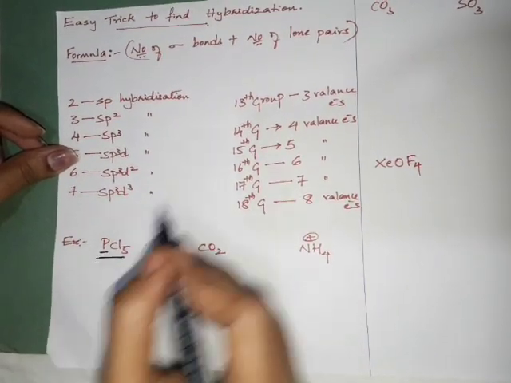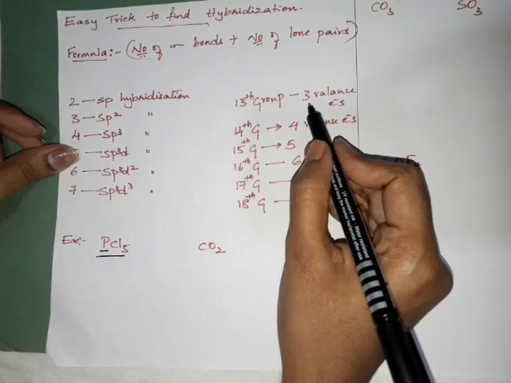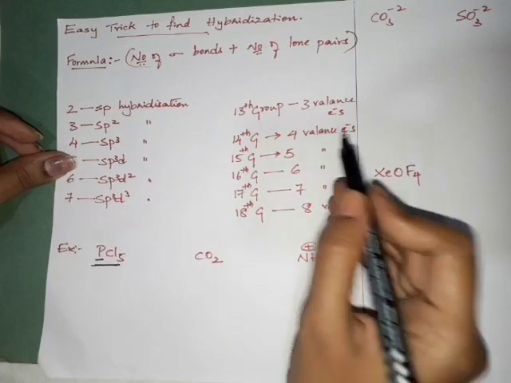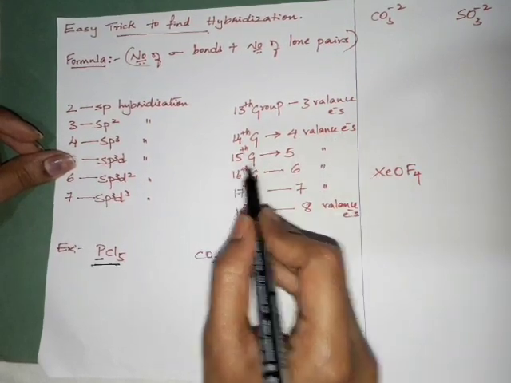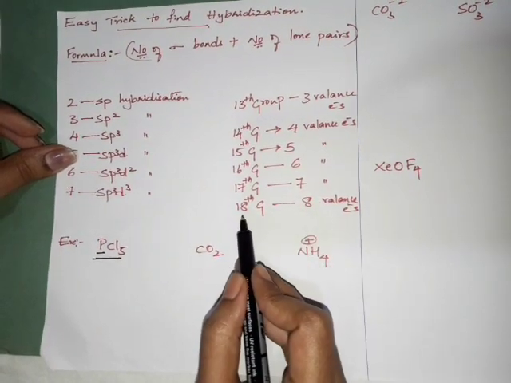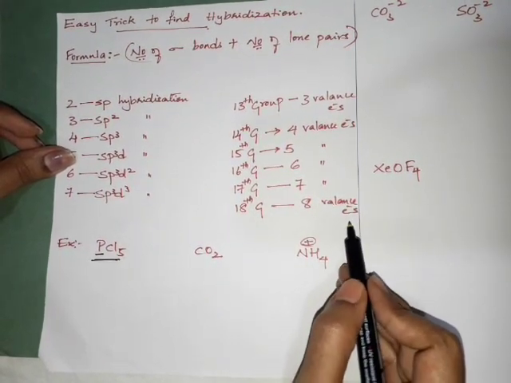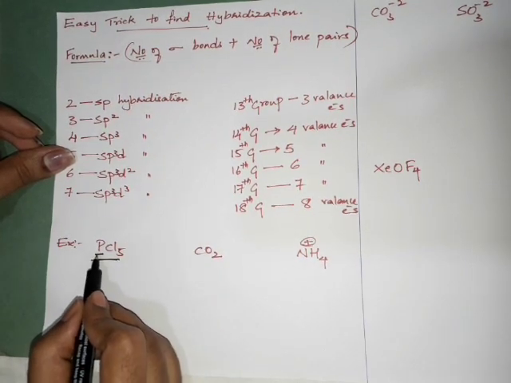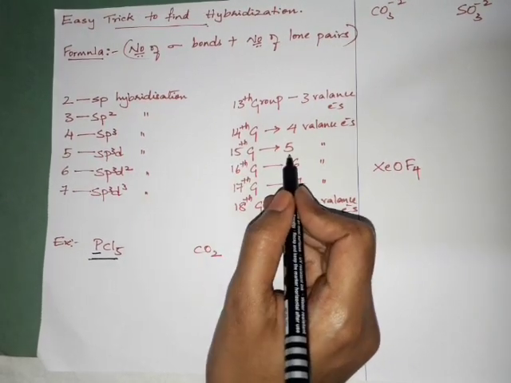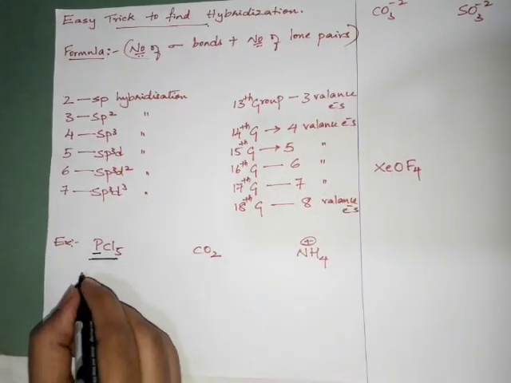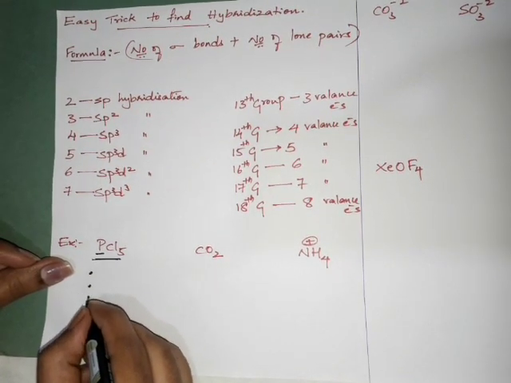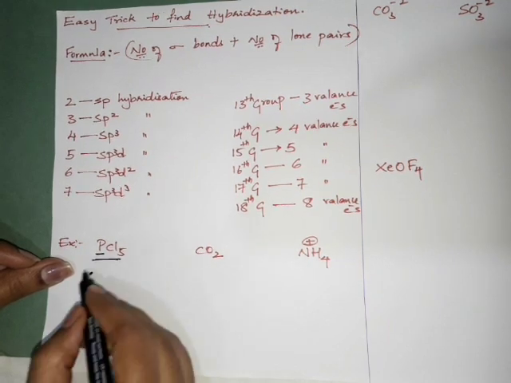See, if the central atom belongs to 13th group, it has 3 valence electrons. If it belongs to 14th group, you will observe 4 valence electrons, 15th group 5, 16th group 6, 17th group 7, and 18th group 8 valence electrons. Okay, and here we have phosphorus, and we all know phosphorus belongs to 15th group, so it will have 5 valence electrons. So those valence electrons you indicate as dots, 1, 2, 3, 4, 5, like this.